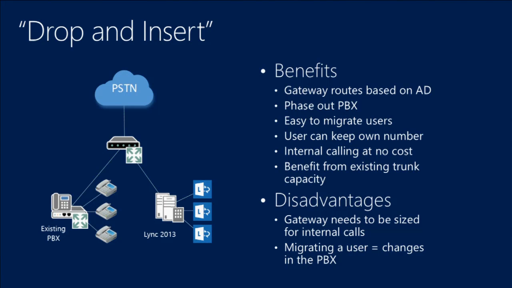So what are the disadvantages? The gateway needs to be sized as well for all the internal calls. So now you will end up with a much larger gateway, or more gateways, than in the other cases, because every call coming from external to either Link or the PBX will be going over the gateway, and also every call from Link to the PBX will also go over the gateway. So you might end up here with a slightly larger footprint on the gateway side. And again, changing a user will require you to change this user in the PBX.